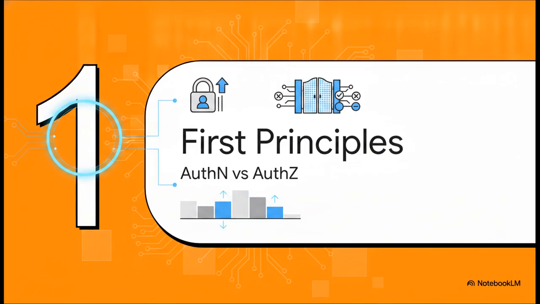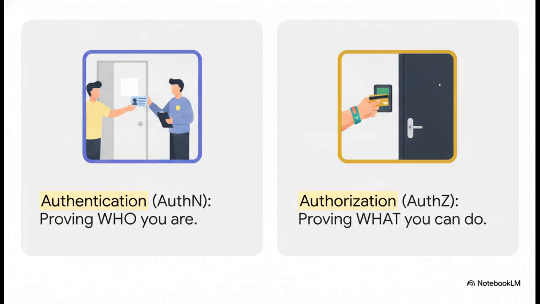All right, part 1, first principles. AuthN versus AuthZ. We really need to start with the absolute fundamentals here, because every single advanced topic we tackle later builds entirely on this one crucial distinction. Let's put it as simply as possible. Authentication, often abbreviated as AuthN, is all about proving who you are. It's verifying your identity. Authorization, or AuthZ, is proving what you can do once you're already inside.